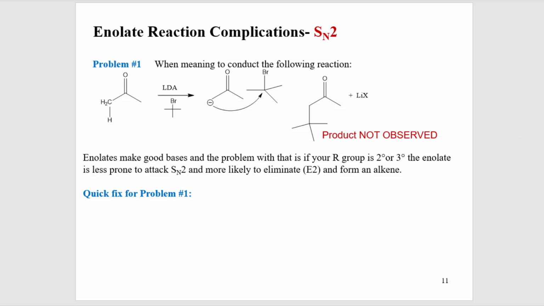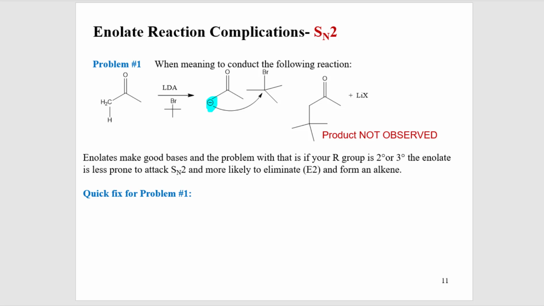Okay, so given the reactions that we've learned in the previous slide section, I want to now talk about a few complications, things that we're going to add on to think about when we run these reactions. Problem number 1. Let's say I have this symmetrical ketone and I add a strong base and I add t-butyl bromide.